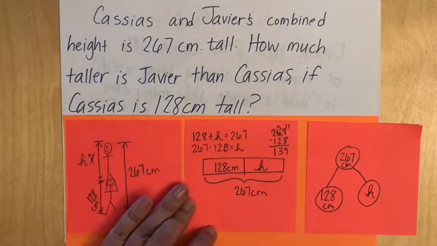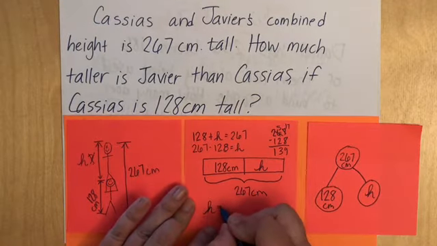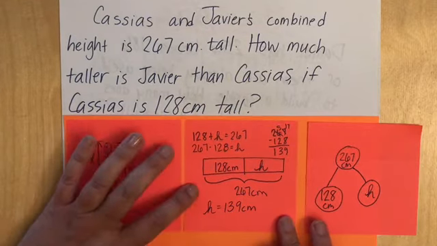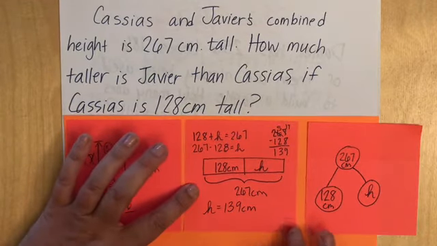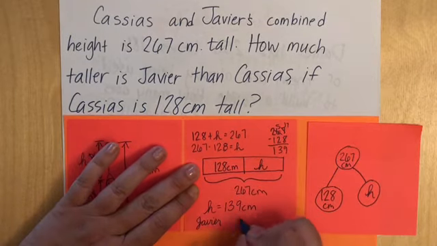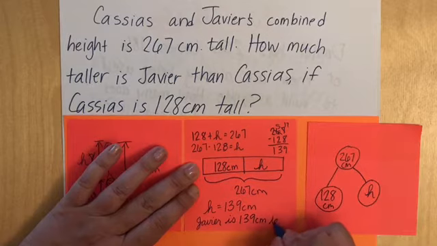So now I need to write my answer. So h equals 139 centimeters. And then our final step, remember, is to write a sentence about our answer. So I'm going to say Javier is 139 centimeters tall.